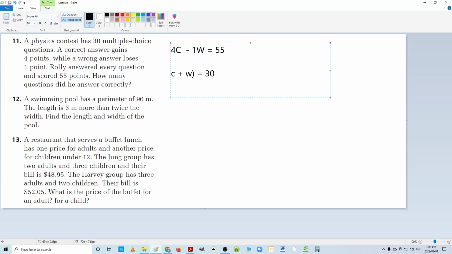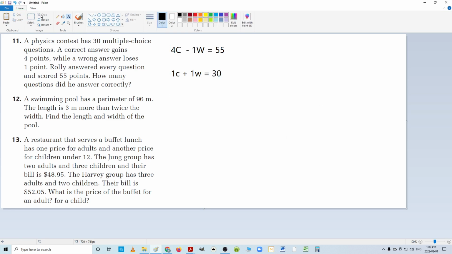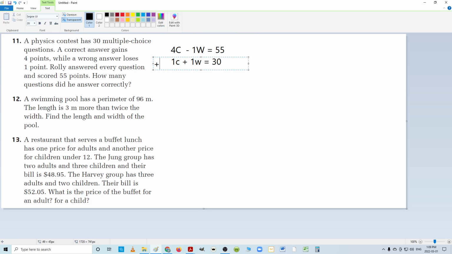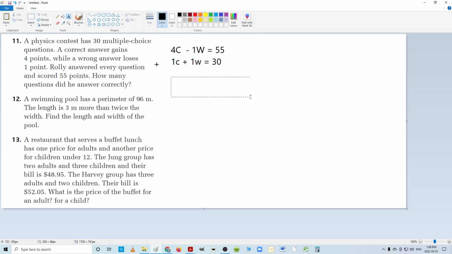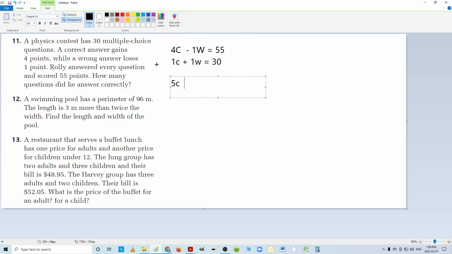Now I want you to notice that there's an invisible 1 in front of both these. Do you notice that there's a -1 in front of the one up above? Let's add their opposite signs, +1, -1. Let's add top and bottom. So 4C plus 1C, 5C. -1W plus 1W, 0. 55 plus 30, 85. We're going to divide both sides by 5. So we get C is equal to 17, right?